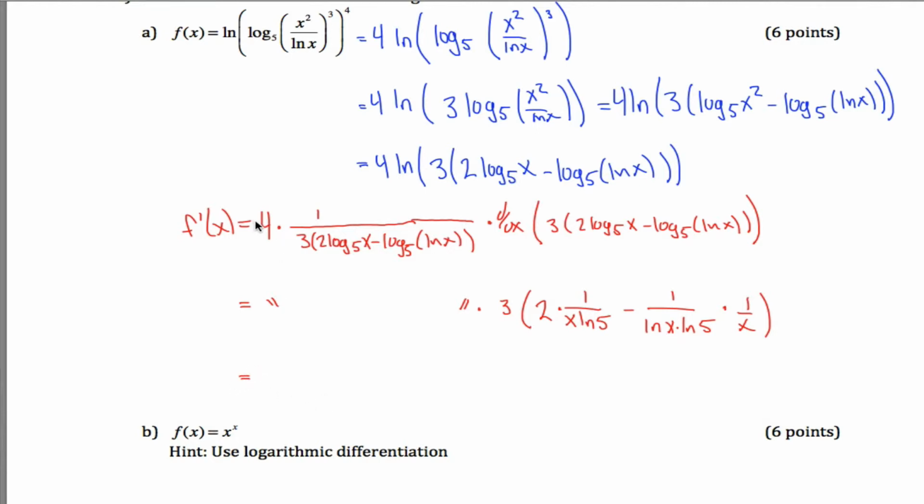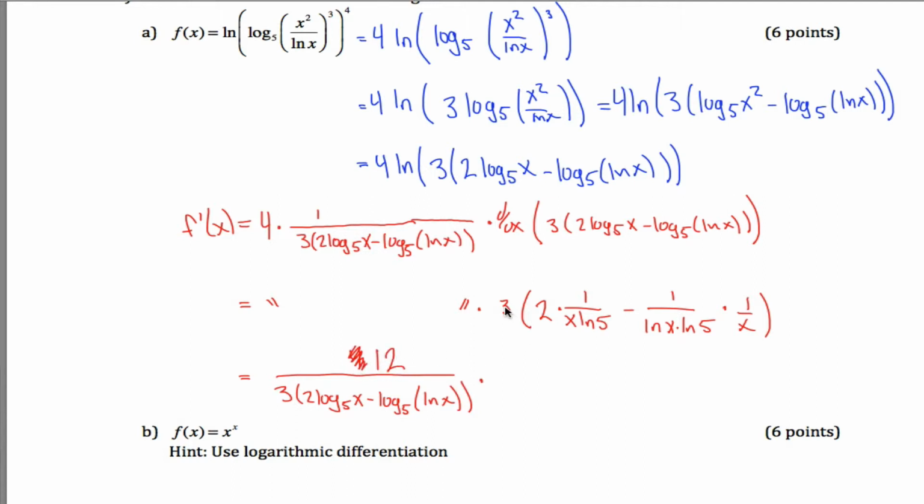Fine, I'll write it one more time. Let's take this 4, throw it up on top. I got 4 times 3 times 2. Right, 4 divided by 3 times 2 log base 5 of x minus log base 5 of the natural log of x. And I want to multiply that by 3 times a bunch of stuff. The first thing is 2 times all this. So 3 times 2, well, I'm going to do this 4 times this 3 and give me 12 up top here.